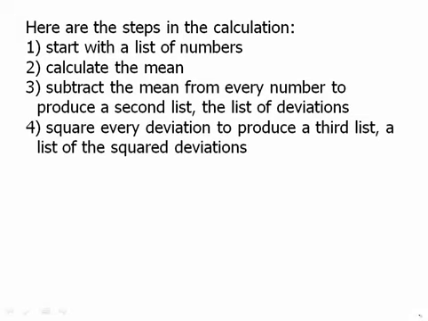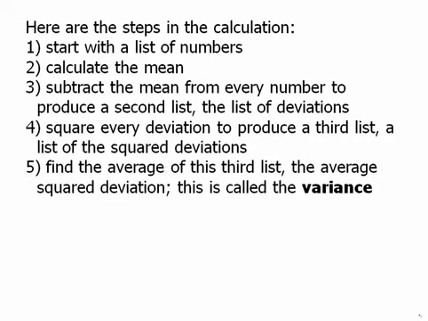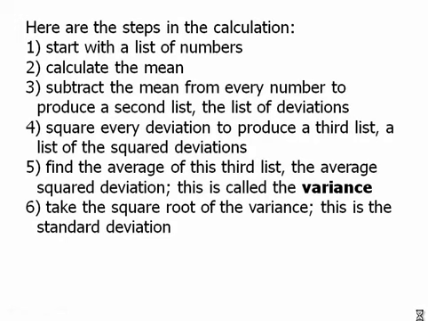That list will be all positive numbers because we've squared them. Now we're going to take an average of this third list, the average squared deviation. And that number is actually called the variance. Once we have the variance, we're going to take a square root, and this is the standard deviation.